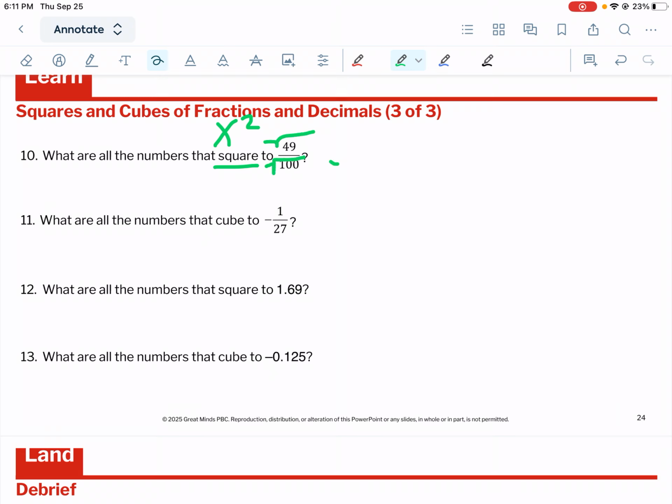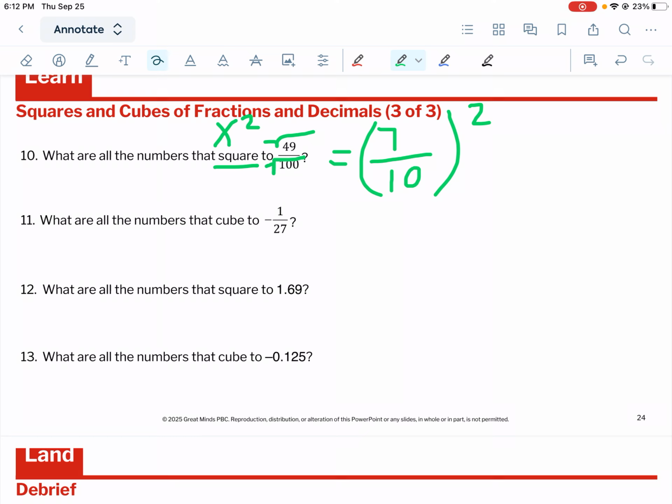All that means is we're going to square root. I know off the top of my head that 7 times 7 is 49. So the square root of 49 is 7. The square root of 100 is 10 because 10 times 10 is 100. That gives us 7 over 10. Done. That's all we're doing.